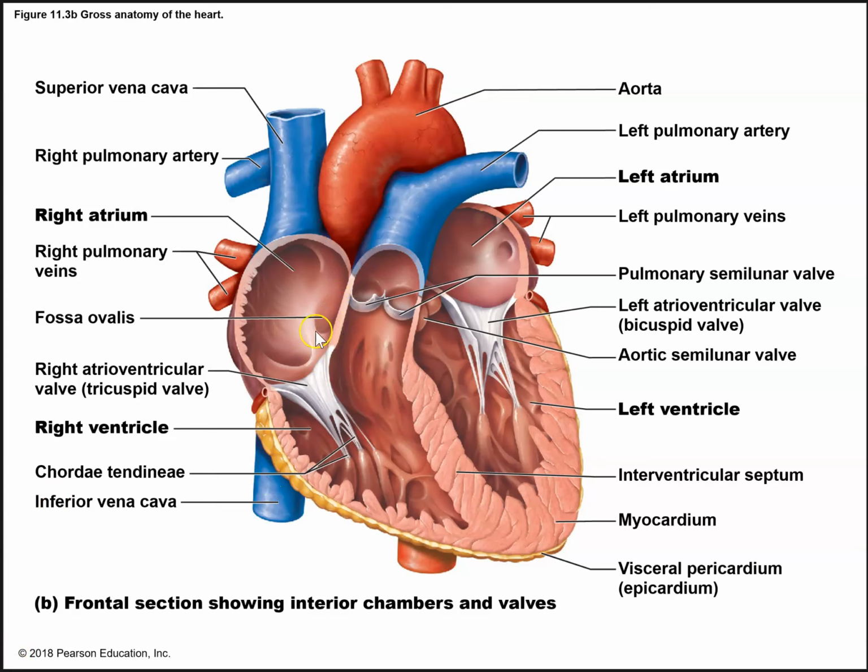The wall in between the atrium and the ventricle is known as the atrioventricular septum, and the valves in between the two are known as the atrioventricular valves.